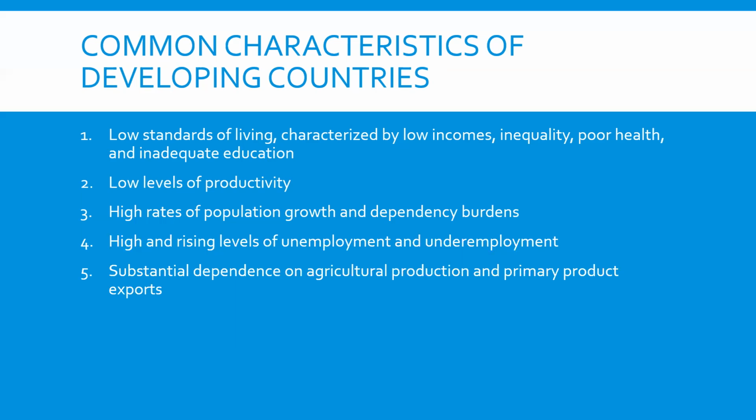And then substantial dependence on agricultural production and primary products. So developing countries tend to focus more on agricultural and commodities, primary product exports. And this is a challenge because these goods tend to have less value added, and their prices tend to fluctuate a lot in the market, and the developing countries have very little power over these prices. And then the last one, imperfect and limited information. Essentially, what we're saying here is that markets don't tend to work as well in these countries.